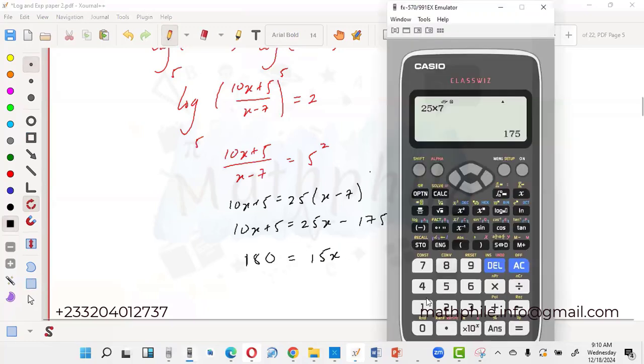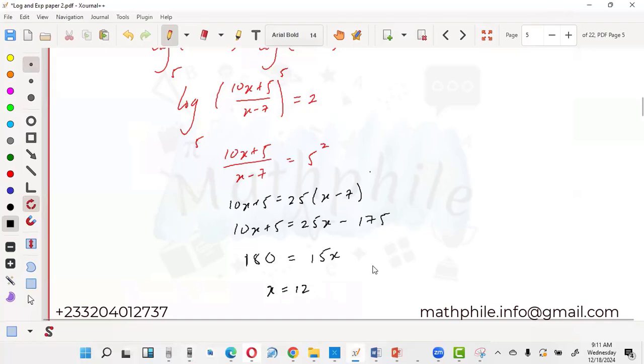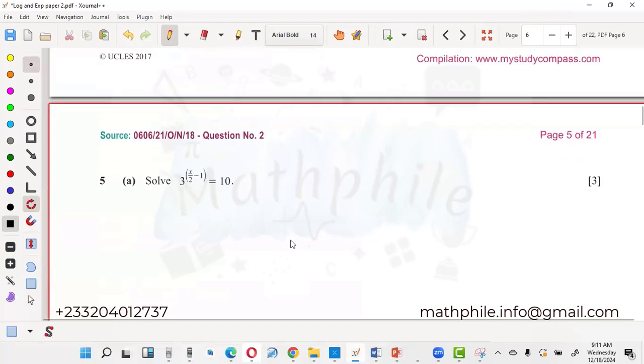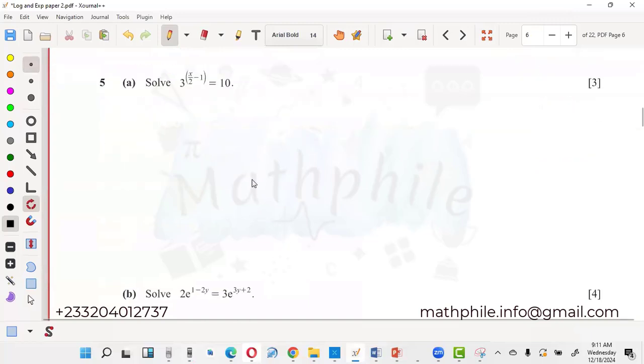So 180 divided by 15 will be equal to 12. We already knew that because of the table. Okay, let's write it down. We have to solve this exponential equation.